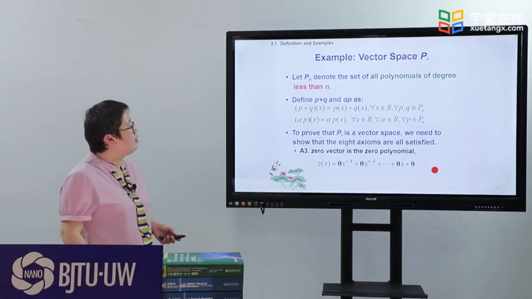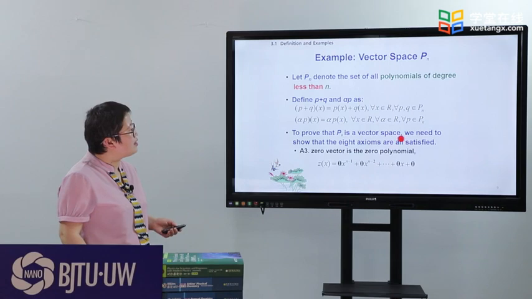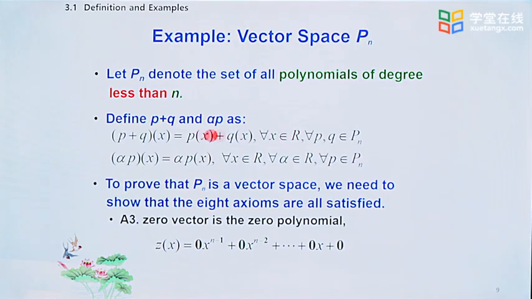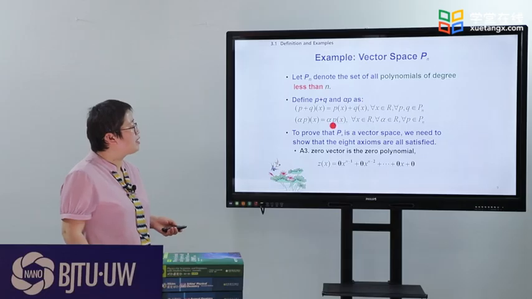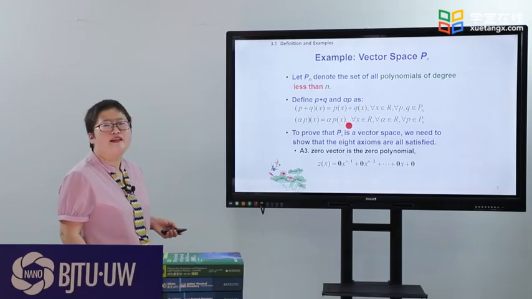Okay, so you can check all the 8 axioms hold, and addition and scalar multiplication satisfy the closure property. So the sum is also a polynomial function of degree less than n, and for the scalar multiplication, you can show it is also a polynomial function of degree less than n.